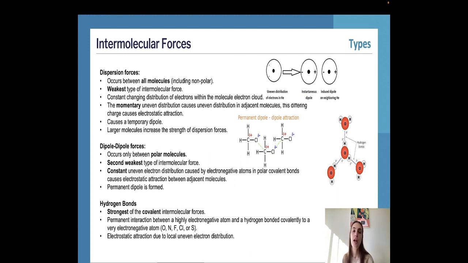There's a constant changing distribution of electrons within the molecular electron cloud. That's what results in these dispersion forces, because the constant movement of the electrons means there are temporarily always negative and positive parts of the molecule which are changing. That means that other positive and negative parts of other molecules are able to be attracted to those molecules. So there's a temporary dipole, but this can be separated quite easily, which is why it's the weakest type. This momentary uneven distribution causes uneven distribution in adjacent molecules, and this differing charge is what causes that electrostatic attraction, and hence that temporary dipole.